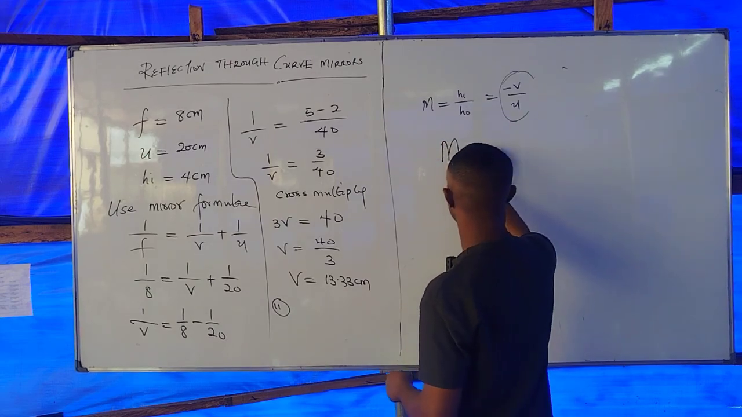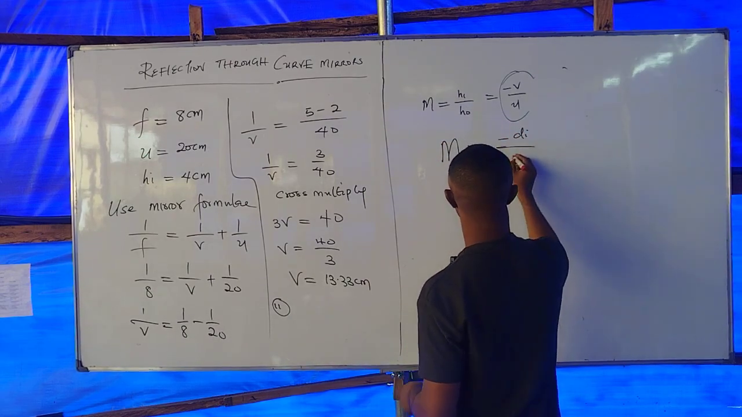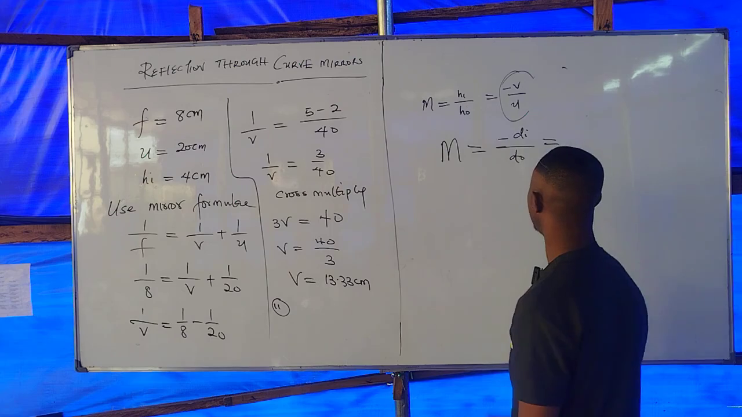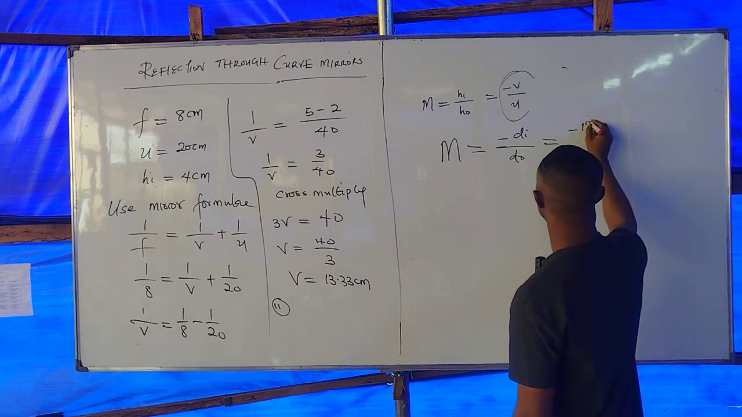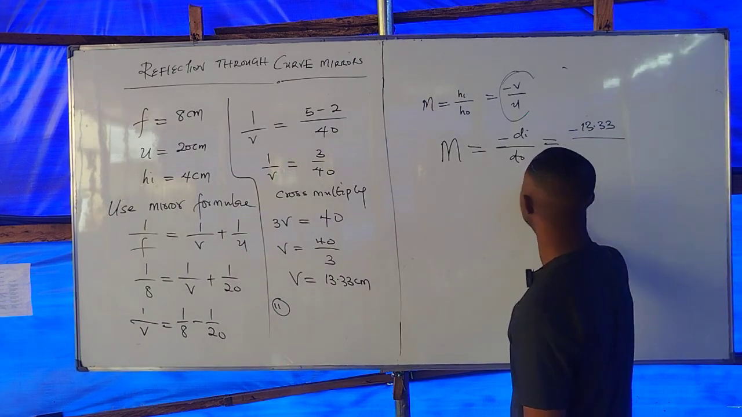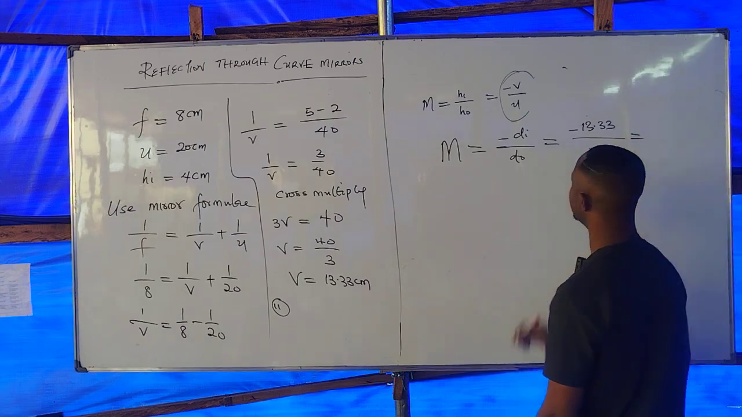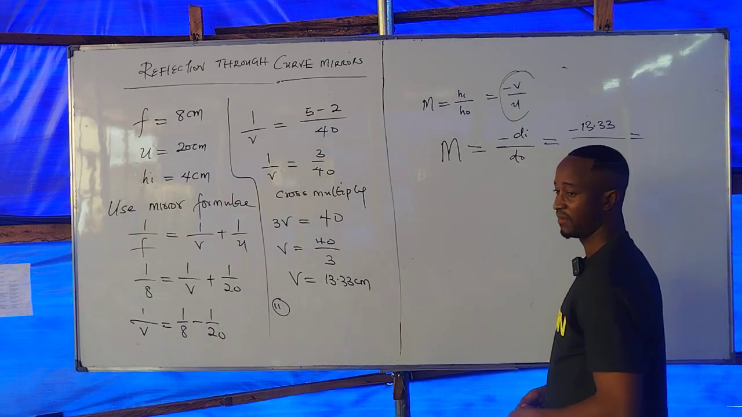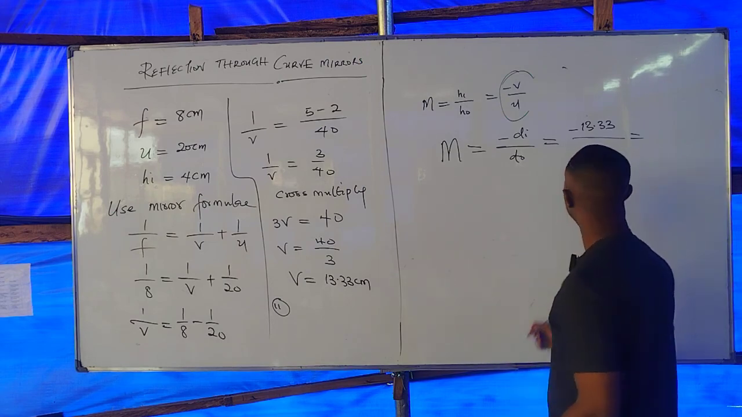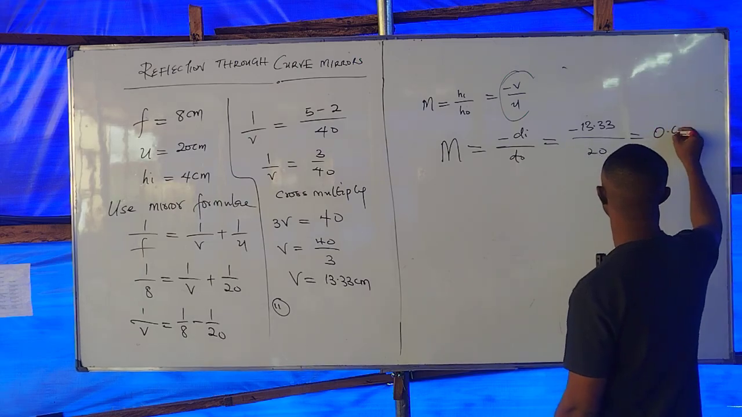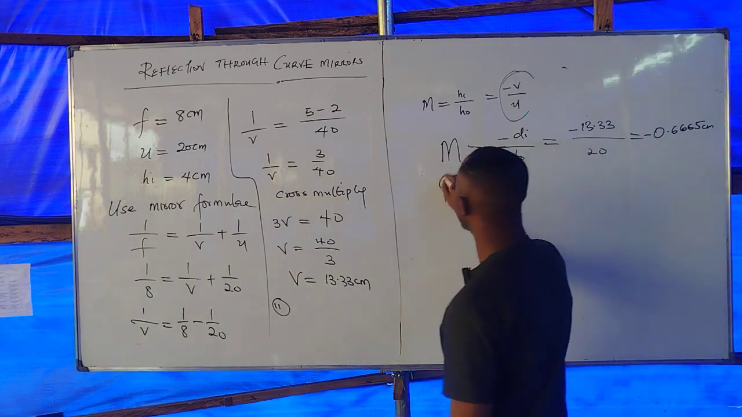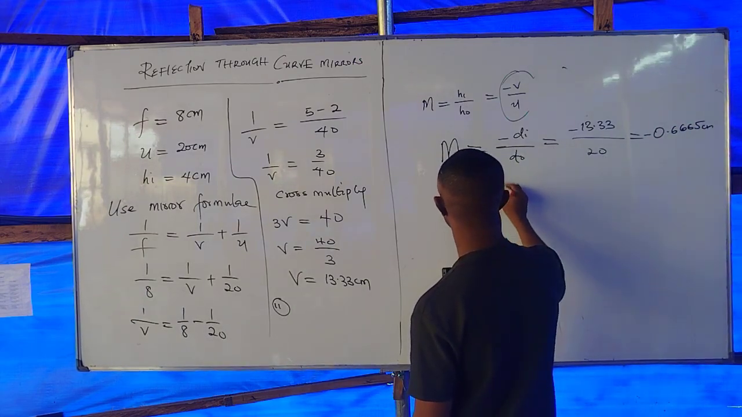Your M is minus DI over DO. This is your note bar. What do you have here? 13.33 over what? What's our DO? 20. Give me the value. 0.6665 centimeter, right?